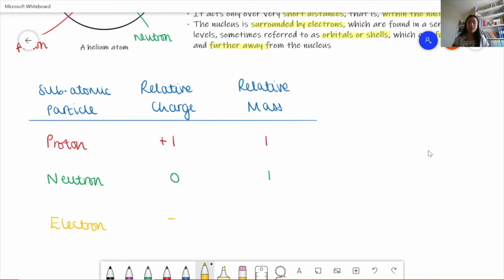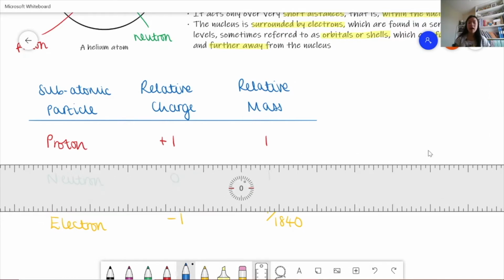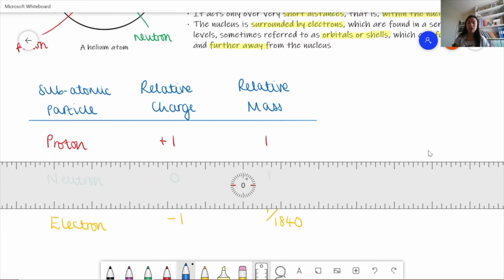which has a relative charge of -1 and a relative mass which is much smaller than a proton and a neutron. It actually comes out to be 1 over about 1,840, so a lot smaller than the proton and the neutron. So you need to make sure that you know all of these relative charges and masses.